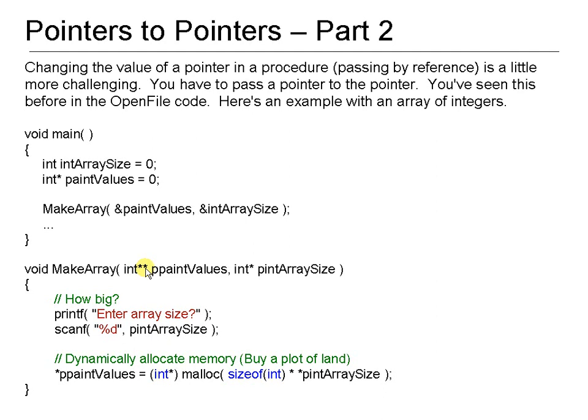So inside makeArray, we ask the user for a size, and then we use scanf, and we save that at the address of the variable. Now remember, scanf requires an address, and that's literally ampersand intArraySize, which we passed in here. So that's why we don't have an ampersand. It's already an address. Now, when we go to allocate the memory, we have to dereference once to go from our pointer to our pointer to just our pointer.